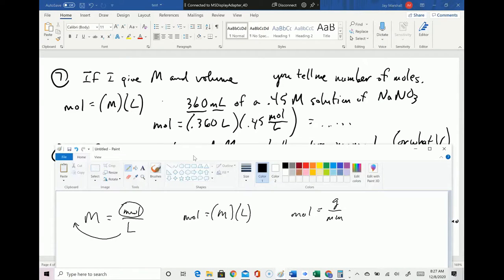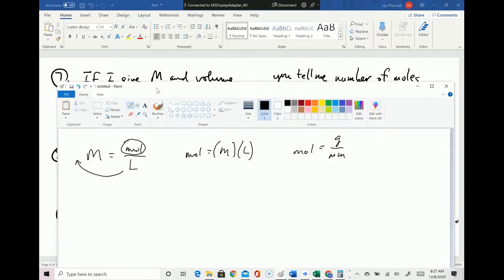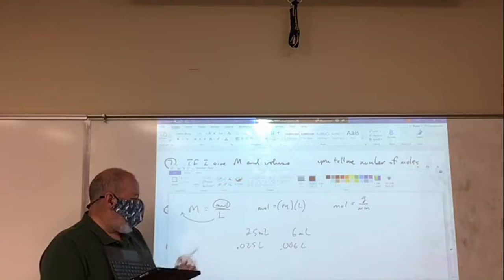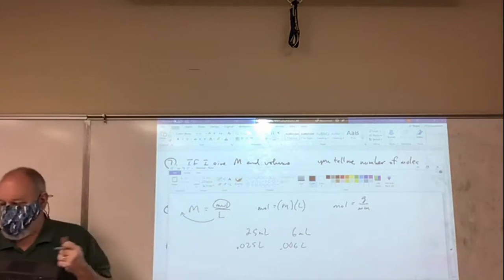So you would just move the decimal place over 3 spots. So if I said 25 milliliters, you would say that's the same thing as 25 thousandths or 0.025 liters. Or if I said 6 milliliters, that's the same thing as 6 thousandths, 0.006 liters. Okay? So anytime I give you milliliters, your first thought should be, I need to change that to liters. And you just move the decimal place over 3 points. Because milli means thousandths, right?